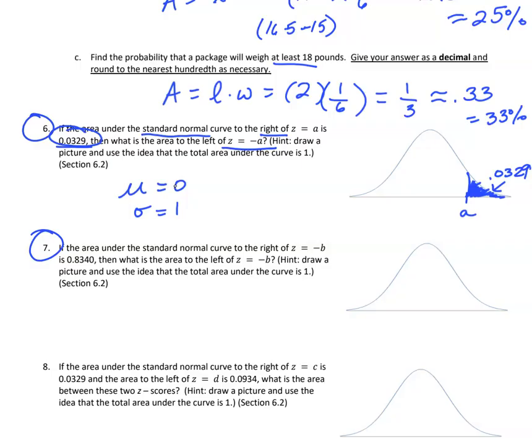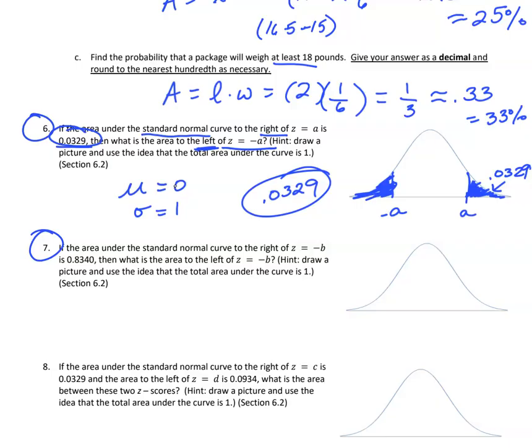If positive A is over here, that means negative A has to be over here. So the area to the left of negative A would be this region right here. And again, think about the symmetry of the graph. That means that area is 0.0329 as well. They didn't say to the left of positive A.